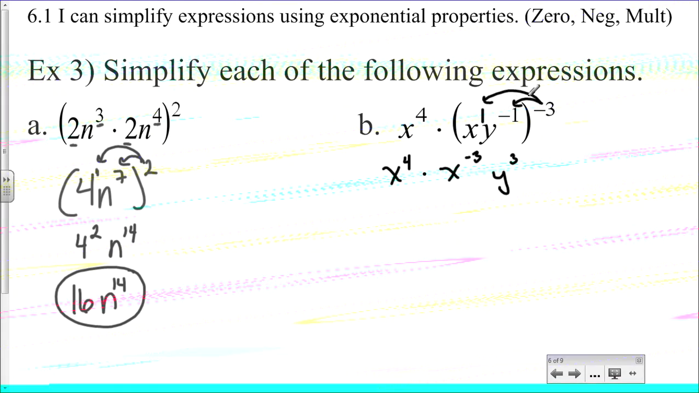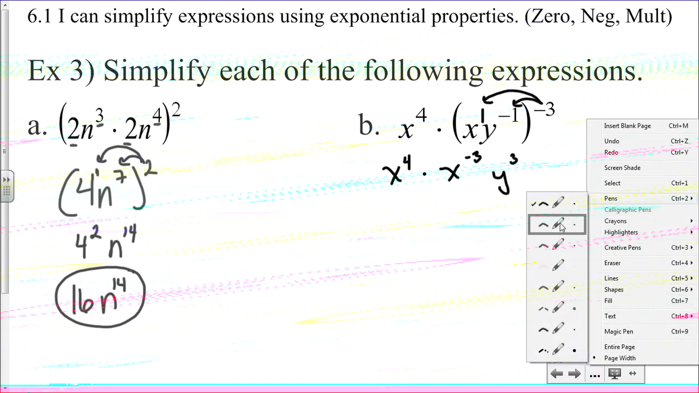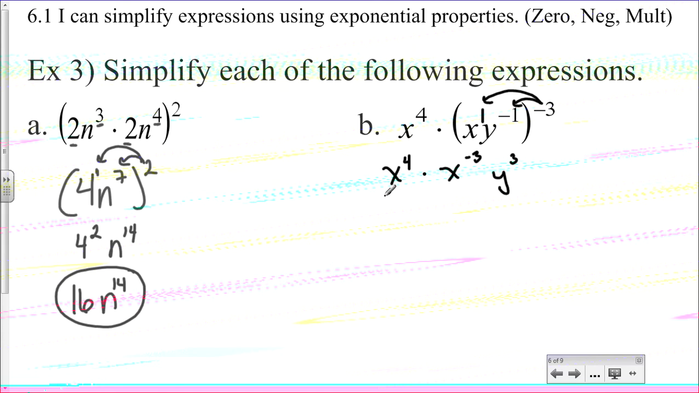So first step, couldn't really do anything to simplify. Second step, we got rid of the parentheses by multiplying each exponent by negative 3. For my third step, I need to go ahead and combine anything together now that has the same base. So x to the 4th and x to the negative 3rd. So 4 plus negative 3 gives me x to the 1st power. You can put the 1 there.